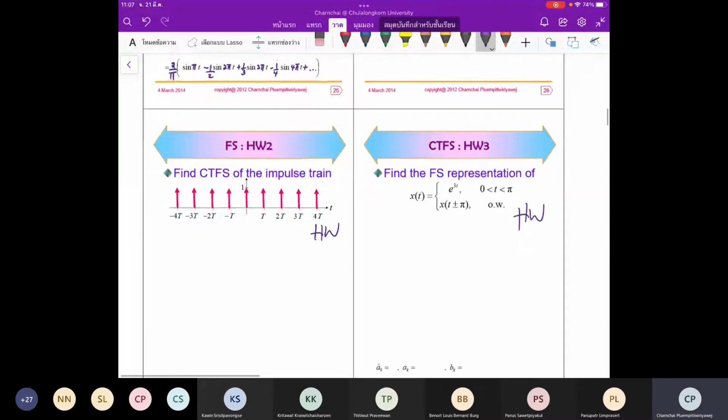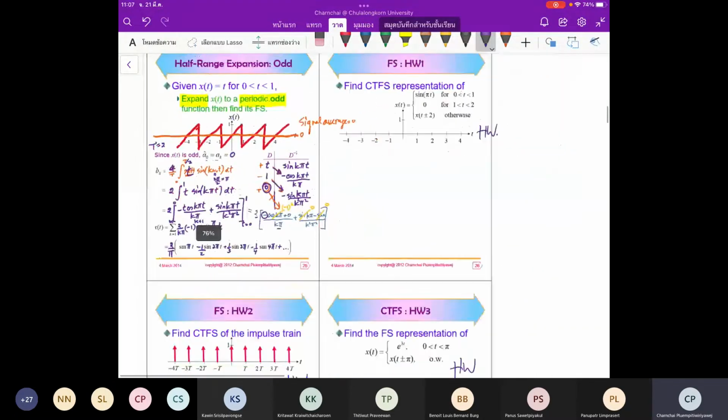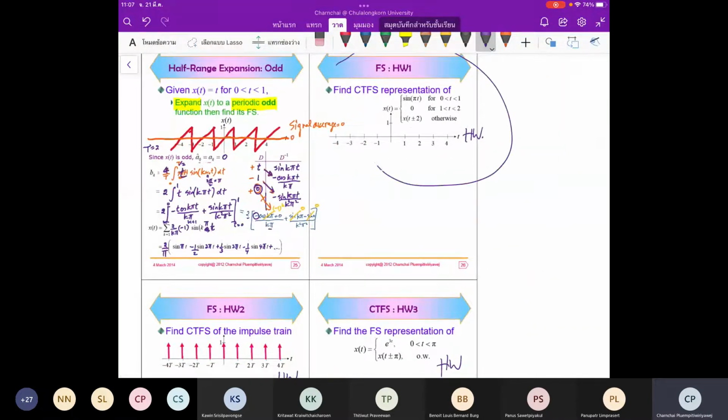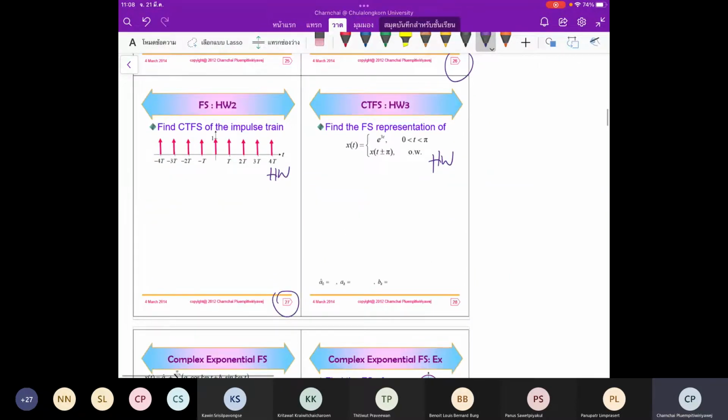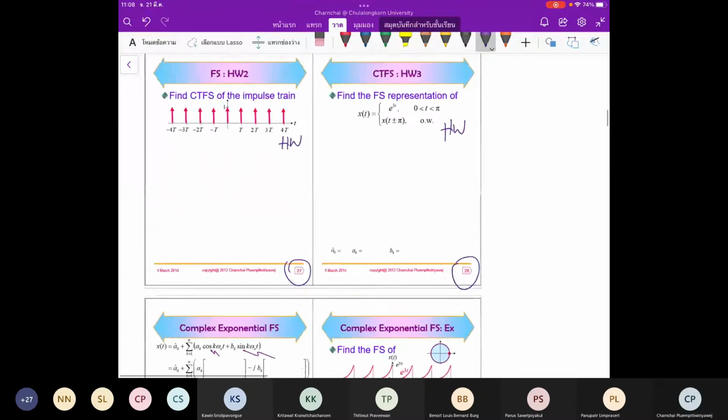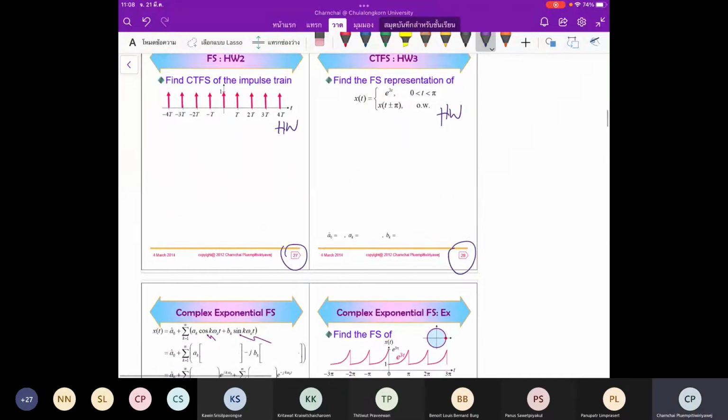All right, I'll leave you to do homework number two. There are three homeworks. Homework one, page 26, 27, and 28, as homework.